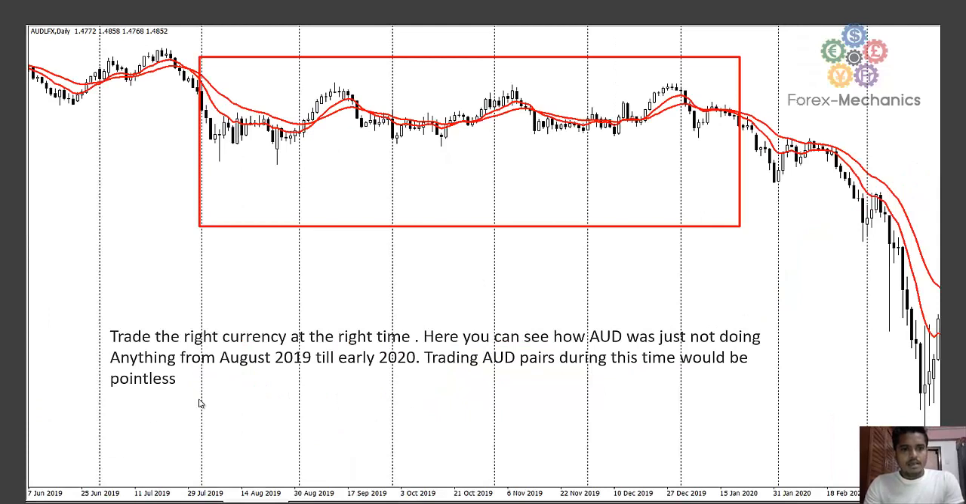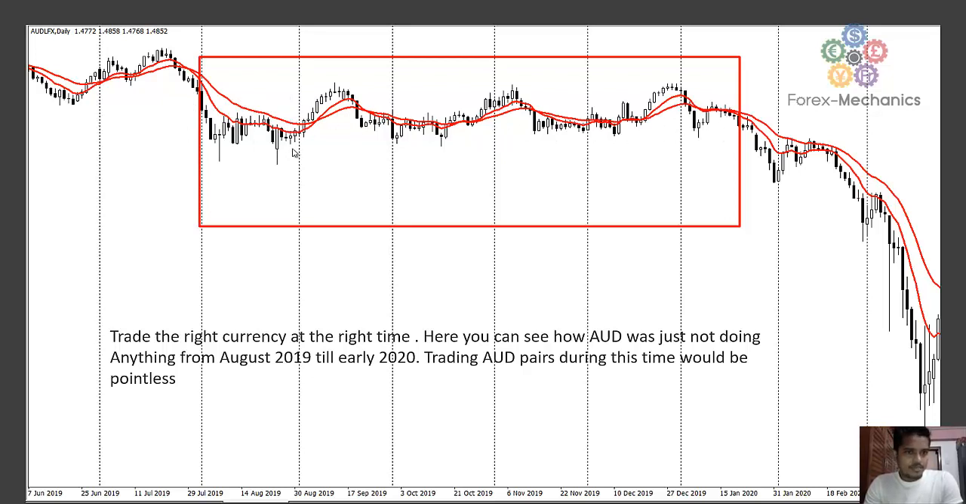So here, there's another example. This is the Australian dollar. Now, this is an example I've taken on purpose. So here you can see from August 19 till early 20. This is the Australian index, right? If you're looking at the Australian index, you can see on the daily chart there was no clear trend as such, right?